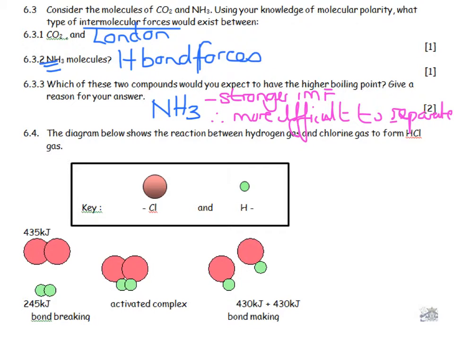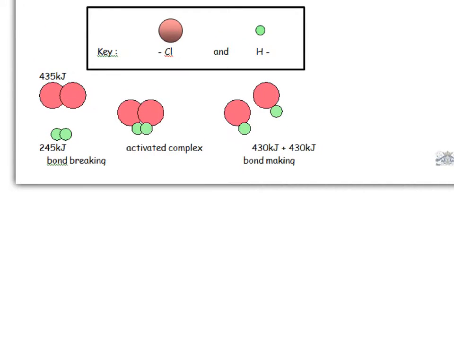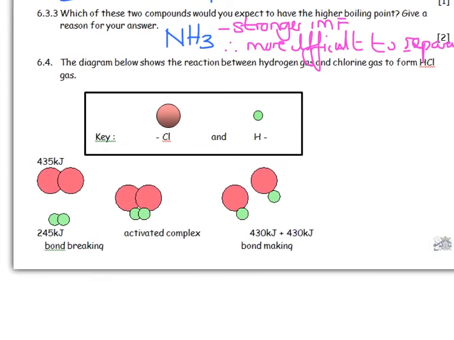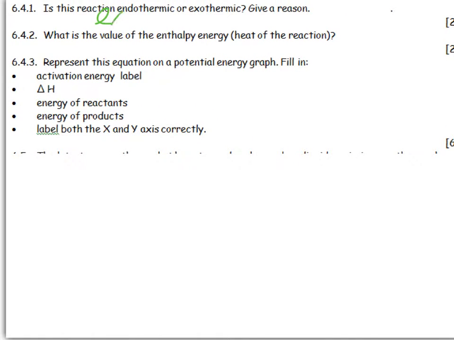So the diagram below shows the reaction between hydrogen gas and chlorine gas to form HCl. And what do they tell me about that? They've told me the bond energy of each of them, the activated complex, the bond making energy, and the questions are as follows. Is this reaction endothermic or exothermic? Give a reason for your answer. Since I'm going to release more energy than take in energy, it is an exothermic reaction. More energy out than in.